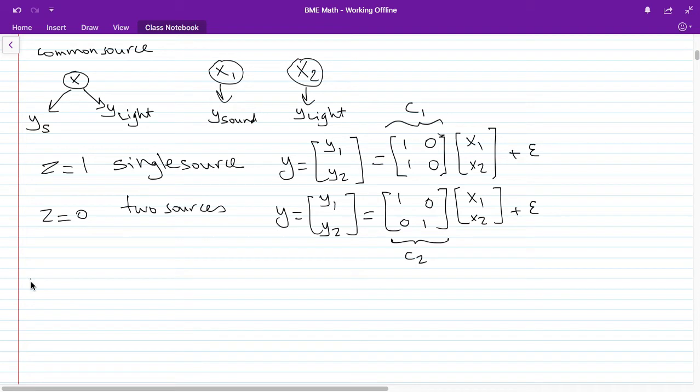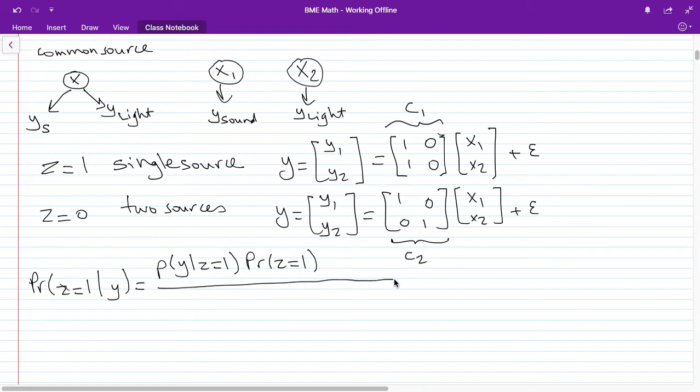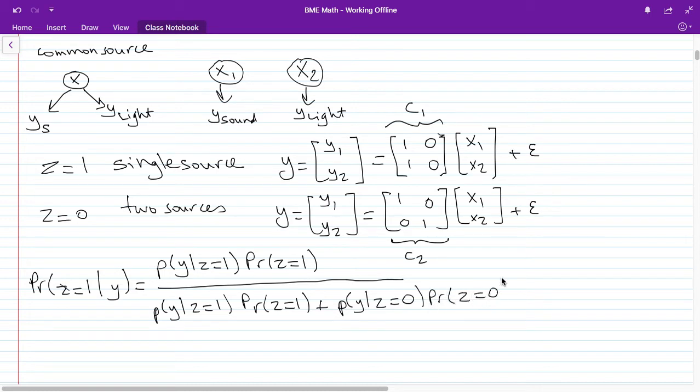So the probability that Z is equal to 1 given Y is, of course, the probability of Y given that Z is equal to 1 times the prior probability that you have a single source, divided by all possible conditions, the marginals, which is P of Y given that Z is equal to 1 times the probability that Z is equal to 1, plus P of Y given that Z is equal to 0 times the probability that Z is equal to 0.